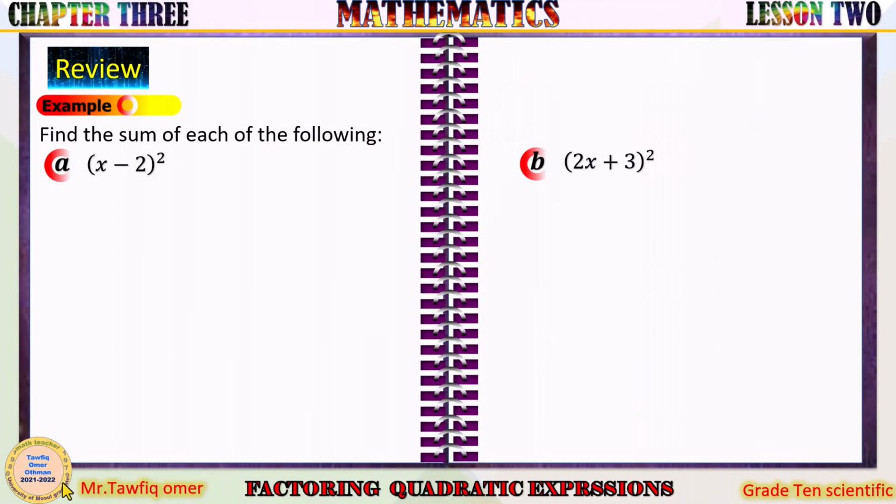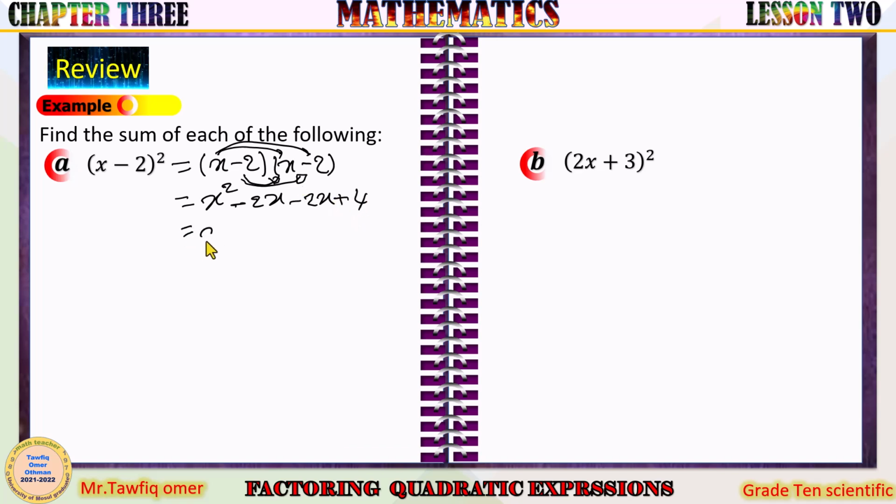Here, to open this bracket, we have two ways. First of all, we can write the bracket twice and open it. The first one times the first one is x squared. The first one times the second one is minus 2x. The second one times the first one is minus 2x. And the second one times the second one is plus 4. Simplifying, minus 2x minus 2x is minus 4x plus 4.